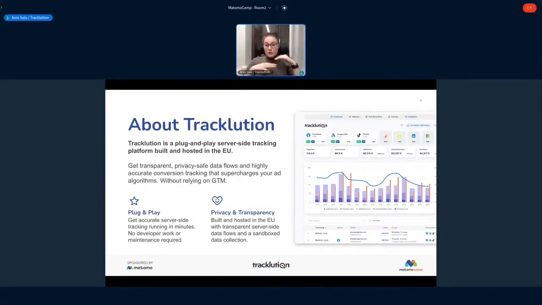And of course, at the same time, we want to provide the privacy and transparency tools for marketers. So everything that comes in to Lotion server-side tracking is fully visible to the users, and everything that goes out to marketing platforms is fully visible, which is naturally one of the cornerstones of GDPR: know what you collect, how you handle the data, and where you deliver that data.